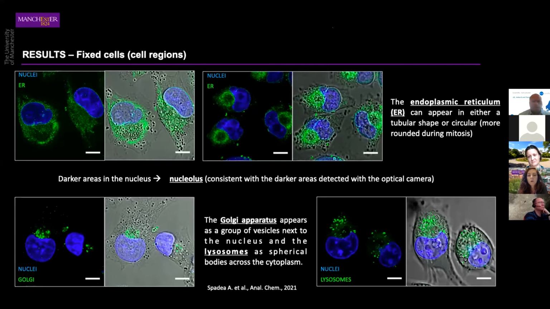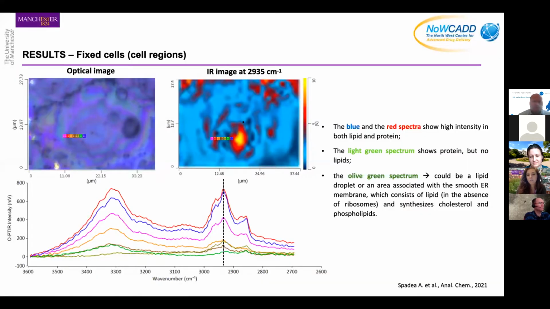But what kind of lipid droplets do we have inside the cells? Well, many, I would say. In particular, if we look at the endoplasmic reticulum that I here marked in green, we can see that it covers almost all the cytoplasm of the cell. It can appear in 2 different shapes: a tubular shape, or a circular shape when the cell is closer to the mitosis stage. And this is interesting because it really looks like the circular feature that we observed before in the IR image, exactly these ones.